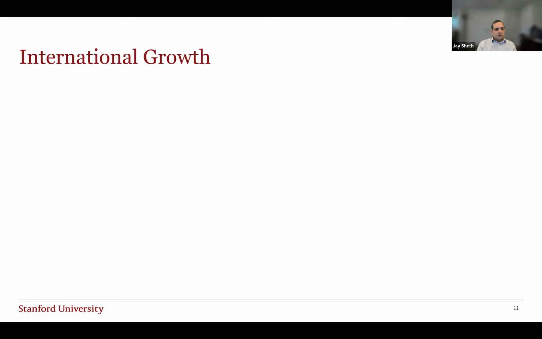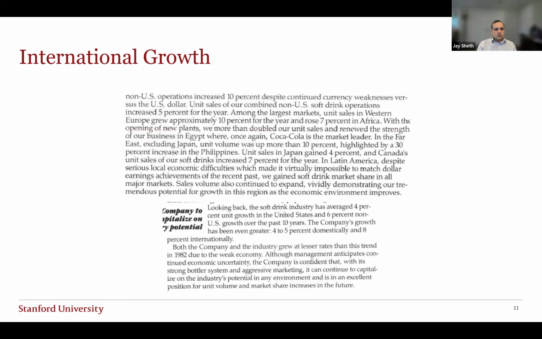Then the next part to know is international. So Coca-Cola, even though it's a US-based soft drinks company, has been focused for a long time on international growth. You can see here that international growth in 1982 was about 5% from a unit sales volume, and historically had grown about 8% annually outside of the US. So still pretty robust international volume growth.